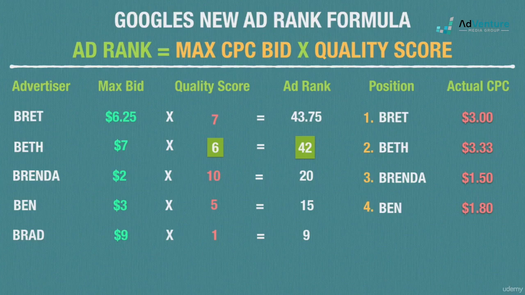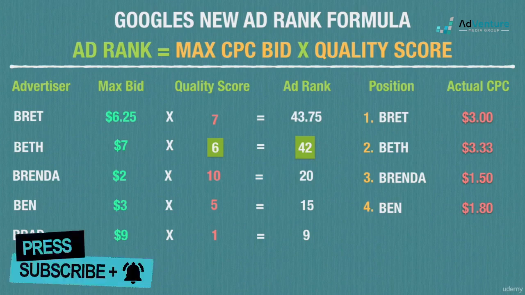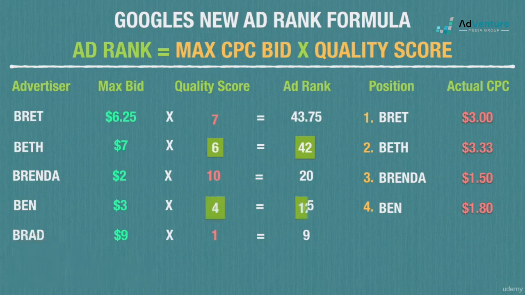Now let's take a look at Brenda. Brenda can't increase her quality score any more than a 10, so is she paying the absolute minimum possible to maintain her position number 3? Well, yes and no. In this example, she's paying the lowest possible CPC to maintain position 3, but theoretically, if Ben's quality score was a 4 instead of a 5, which would make his ad rank a 12, Brenda would then only have to pay $1.20 per click. And this highlights the mechanics of the auction.